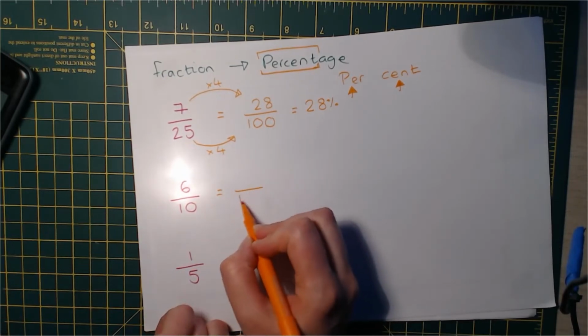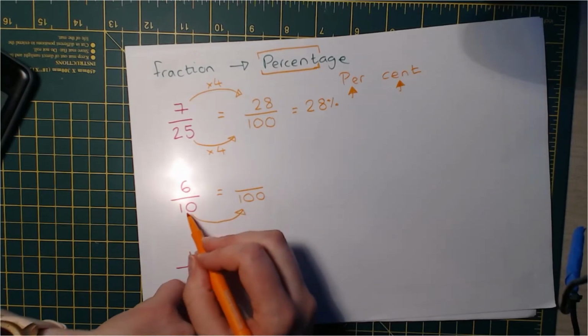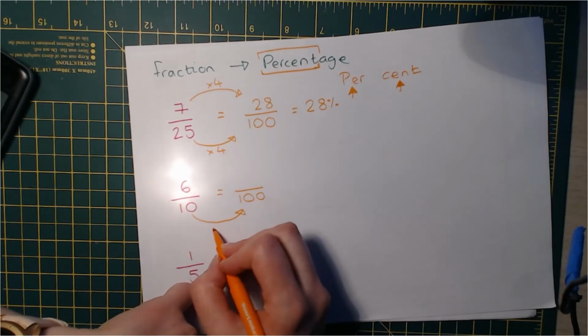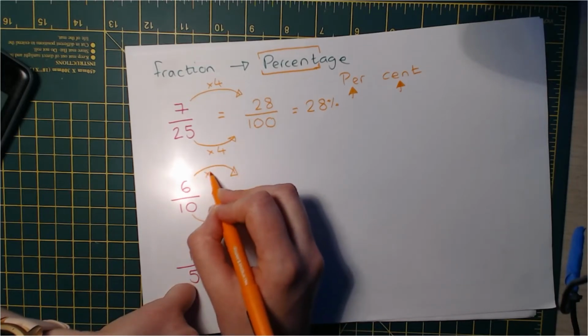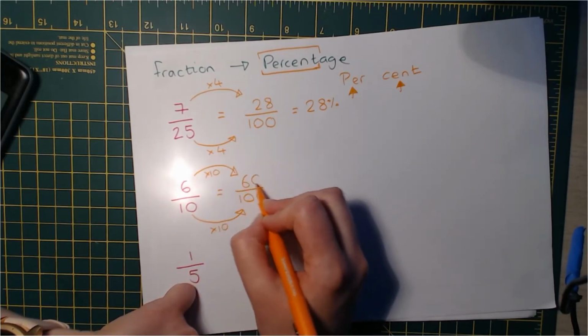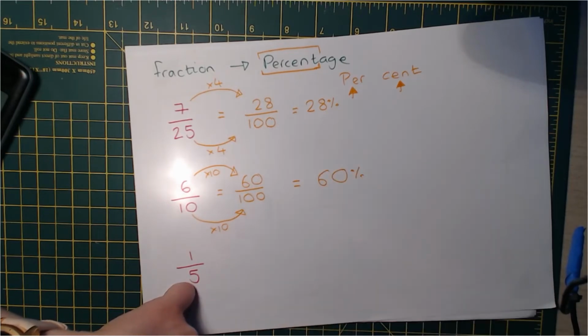So this one here, going to do the same thing. I want it to be out of 100. Now this is a nice one because 10 multiplied by 10 is 100. So do the same on the top. Multiply by 10, I get 60. So my percentage is 60%.